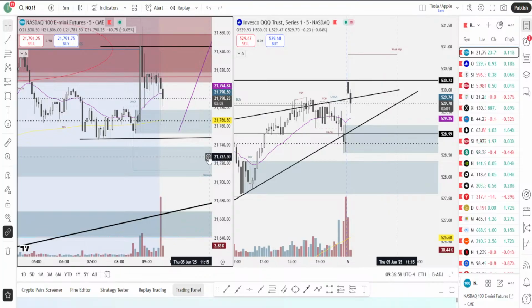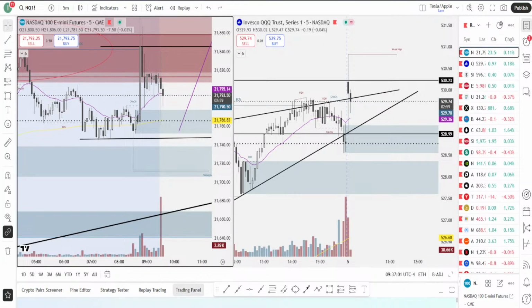I don't know about you guys. I'm leaning bearish today. What do you guys think? Let's do a poll. Are we bullish or bearish on the day, fellas?